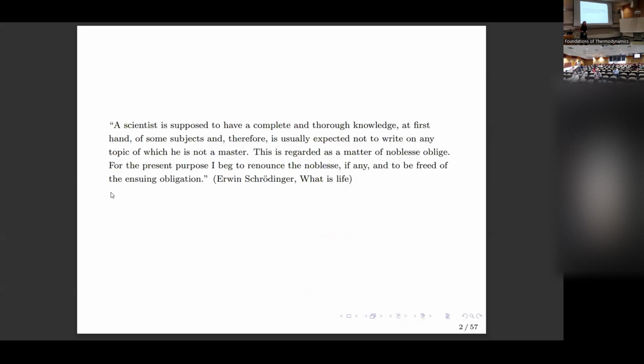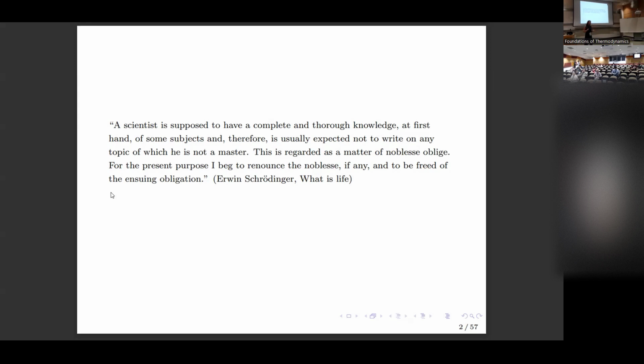In 1944, Schrödinger published this book that is called What is Life, in which he tried to explore the idea of applying statistical mechanics and thermodynamics to biology. And in particular, what he wanted to do was to see to what extent one could use statistical mechanics and quantum mechanics to explain the origin of life.